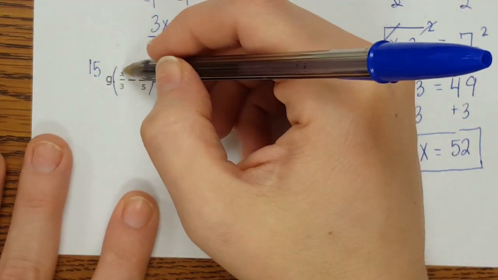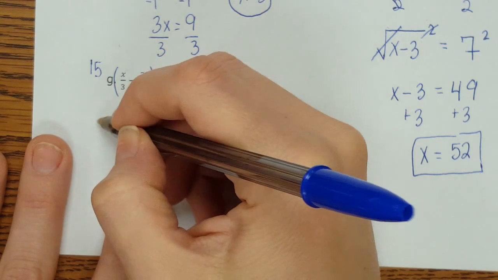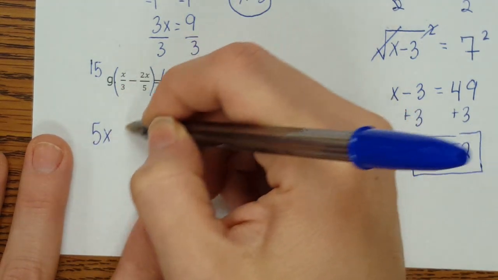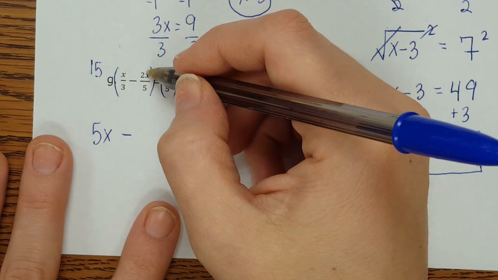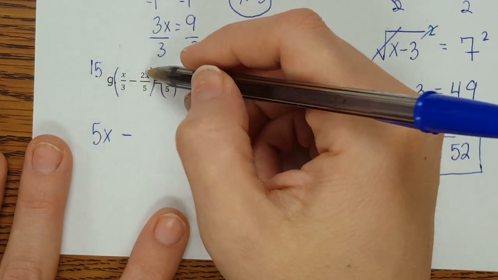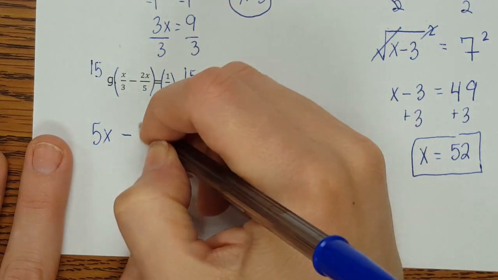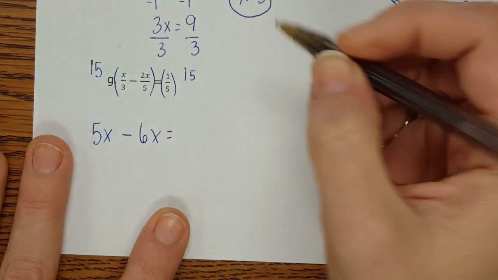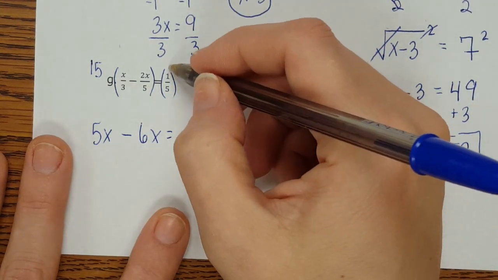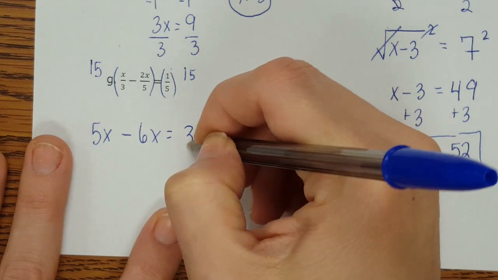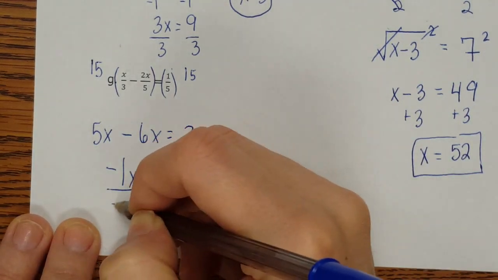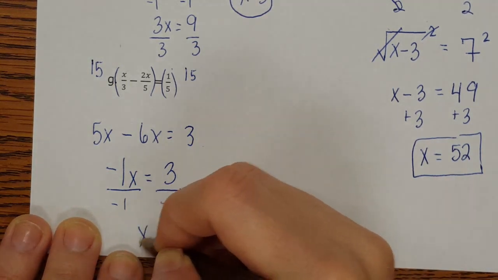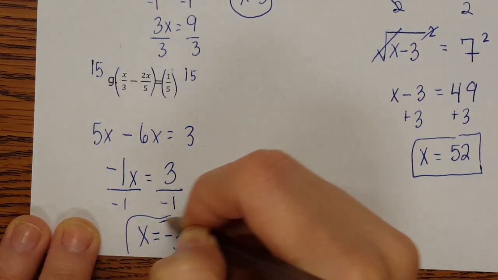So 15 times x divided by 3, 5x. 15 times 2 is 10. No, I'm sorry, 15 times 2 is 30. 30 divided by 5 is 6. And 15 times 1 is 15. Divided by 5 is 3. So I have negative 1x equals 3. Divide by negative 1. And x is negative 3.